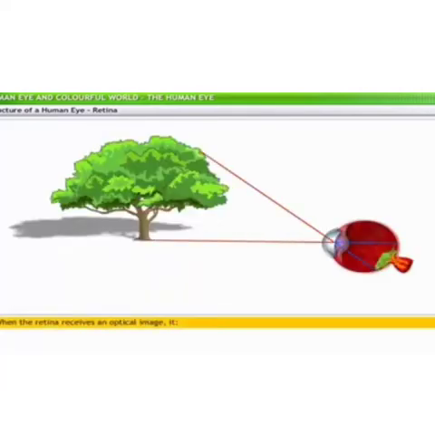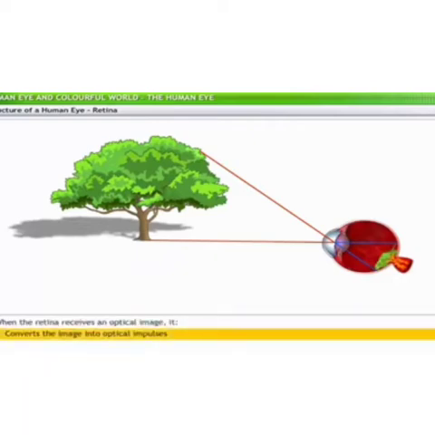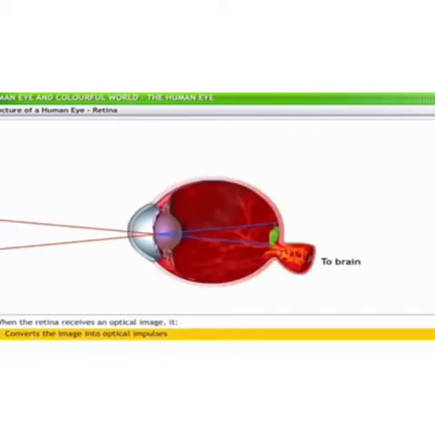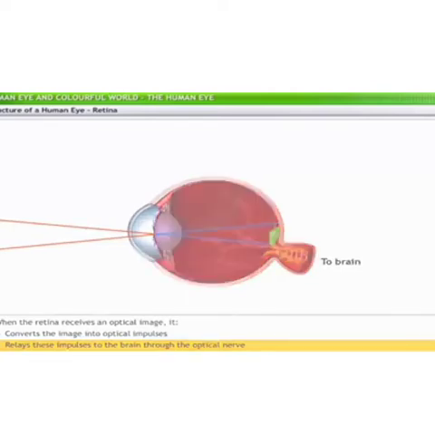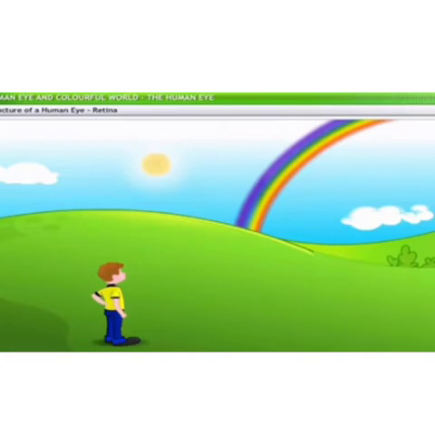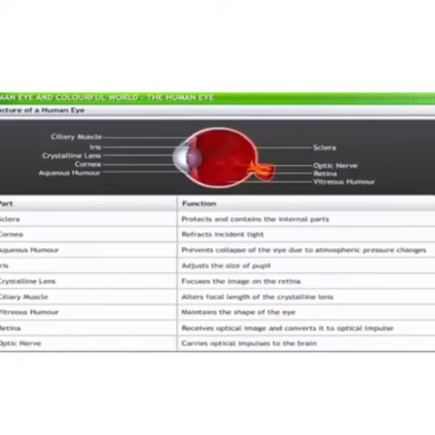When the retina receives an optical image, it converts the image into optical impulses and relays these impulses to the brain through the optical nerve. The brain then interprets these signals to an image of the object viewed through the eye. That's how the eyes help us to see. Here is a quick summary of the various parts of the eye and their functions.